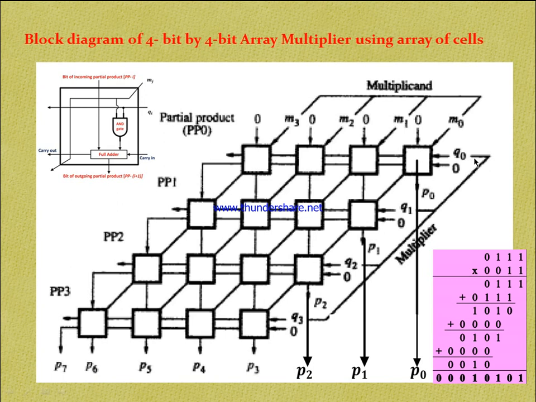The multipliers are fed in this particular direction. This first row is the first step of my multiplication. Here we can see that this is the first step, this is the second, this is the third step, and then we'll get the final result. Now we'll see how we perform this operation.